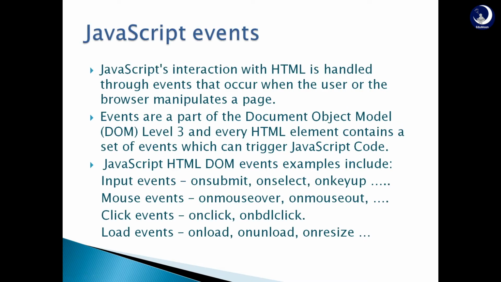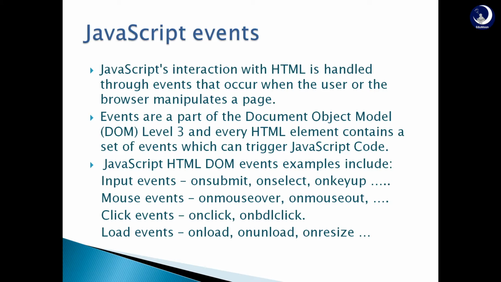JavaScript events. JavaScript's interaction with HTML is handled through events that occur when the user or the browser manipulates a web page. What is an event? For example, when a web page is loaded, it is an event. When a window is closed, it is an event. When a key is pressed, it is an event. When a mouse pointer is placed over an element in an HTML web page, it is an event. For such events, when you want to create a response, a particular JavaScript code is triggered.